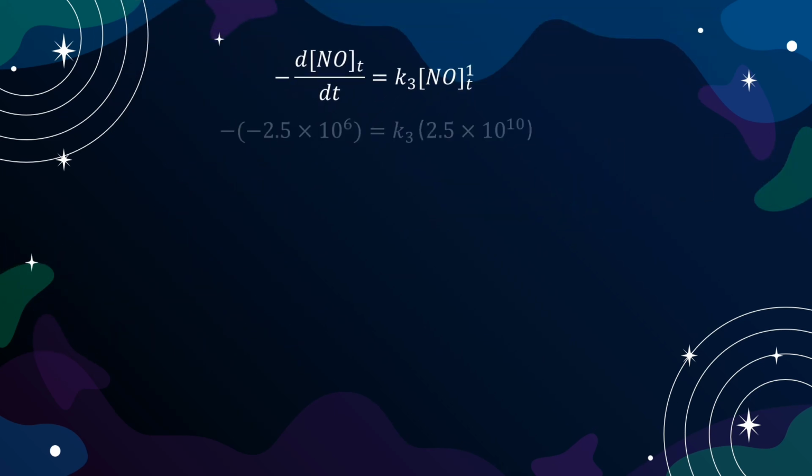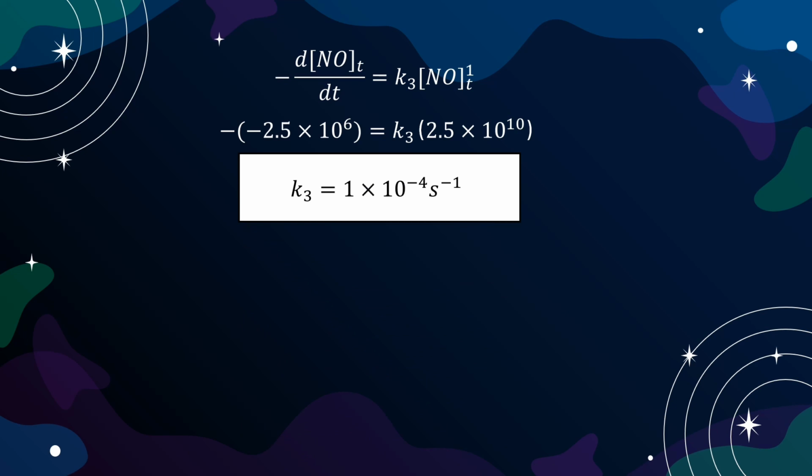Now we will insert the value. So negative 1.5 times 10 to the power of negative 6. This is negative because the rate for nitrogen monoxide, the reactant, will be negative, and the concentration we get is 1.5 times 10 to the power of 10. Then we will get the value for k3 is 1 times 10 to the power of negative 4 per second.